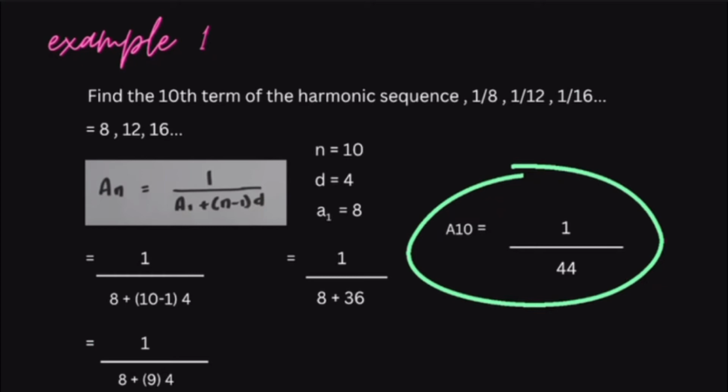So we're going to substitute 1 over 8 plus the quantity of 10 minus 1 times 4, 1 over 8 plus 9 times 4, 1 over 8 plus 36. So it will become 1 over 44. So therefore, our a sub 10 is equal to 1 over 44.